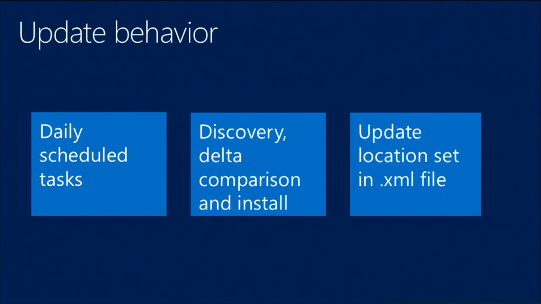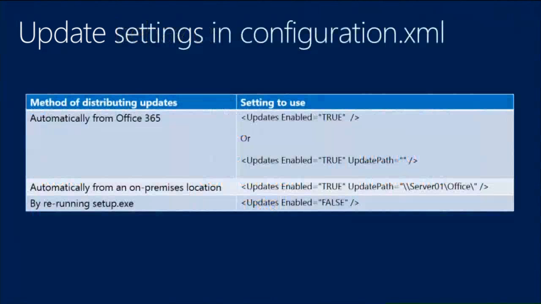That update location, as I showed earlier, was set in the XML file. So this is how you would set those properties from a config XML perspective. Updates enabled true means that your engine is turned on. Update path, if it's blank like we have here, is going to go to the web. Once I define an update path as my server or an HTTP path, it's going to go to wherever I want it to look for updates. And if I set it to false, that means I have to push another package to it later with a newer build of Office once I want to package it.